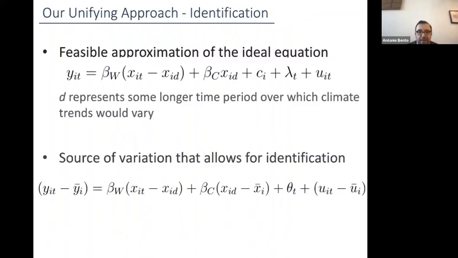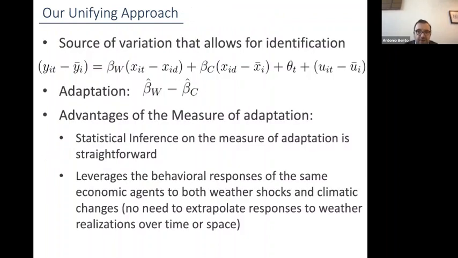So let's understand this one step further by recognizing, again, if we take the feasible approximation that I'm proposing, and if you difference it out, now you can see that you will be able, out of this equation, to identify both the trend and the shock, and then, of course, the measure of adaptation will come straightforward from this equation.